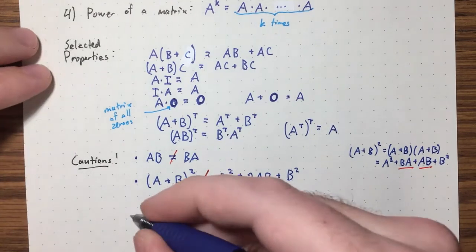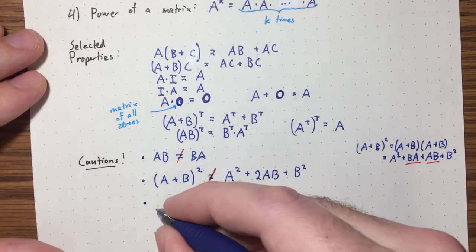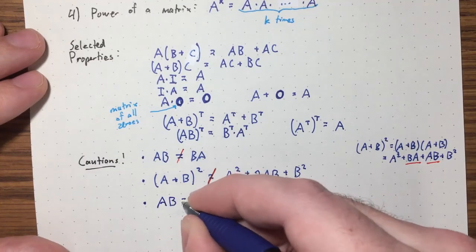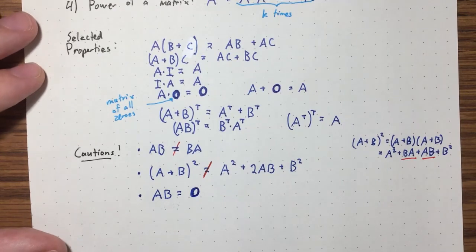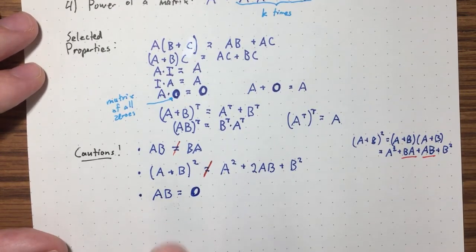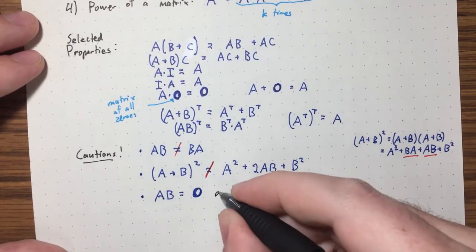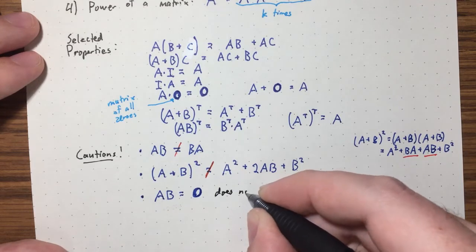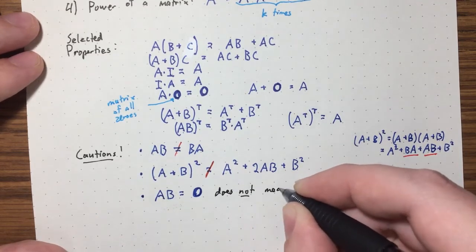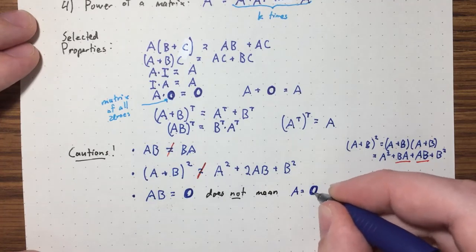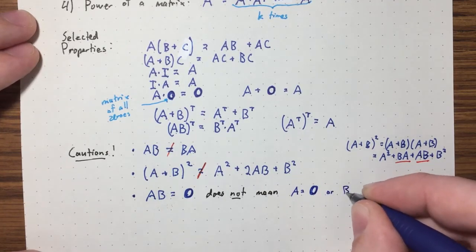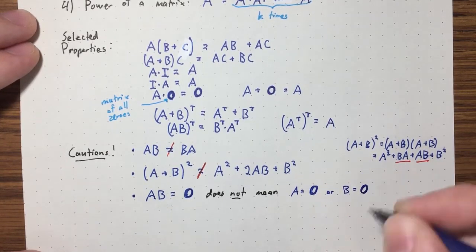Okay, some other weird stuff. So let's say I have two matrices and I multiply them together and I get this matrix of all zeros. Does that mean that A is equal to 0 or B is equal to 0? Well, it's in the caution section, right? So this does not mean A equals the 0 matrix or B equals the 0 matrix. Okay.